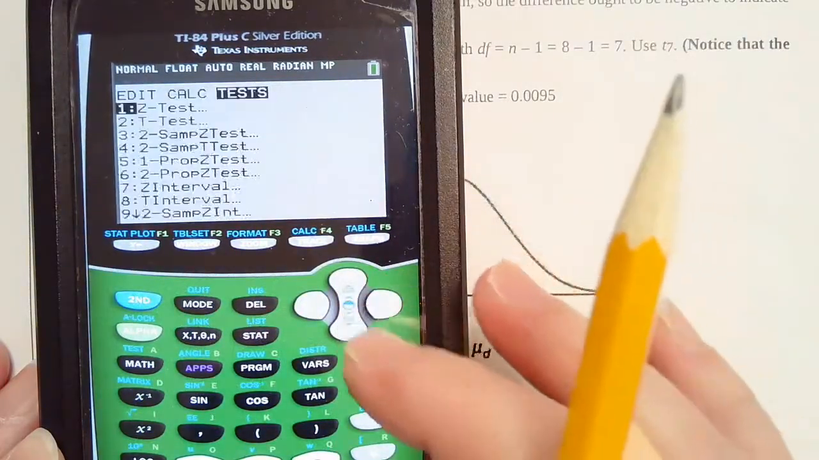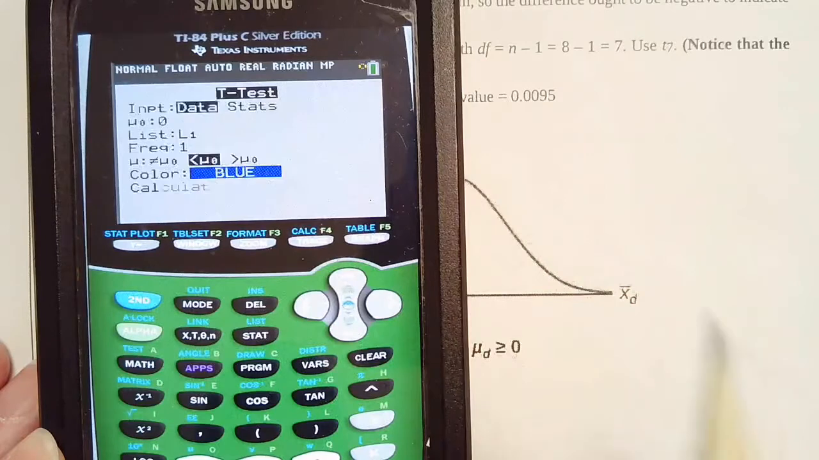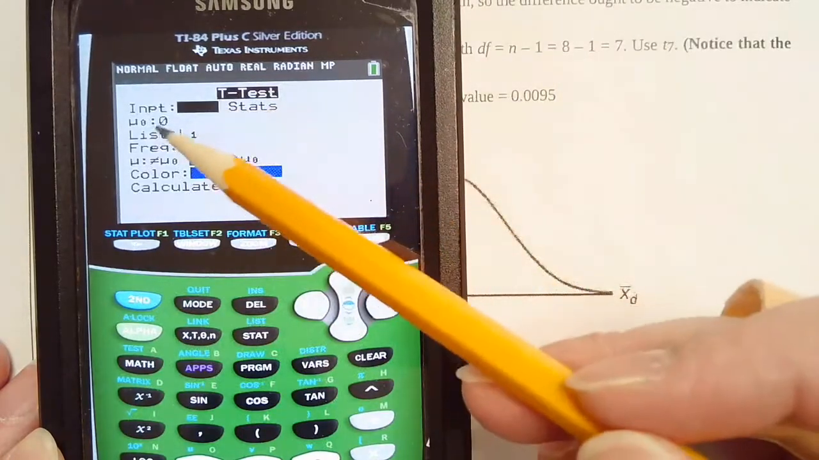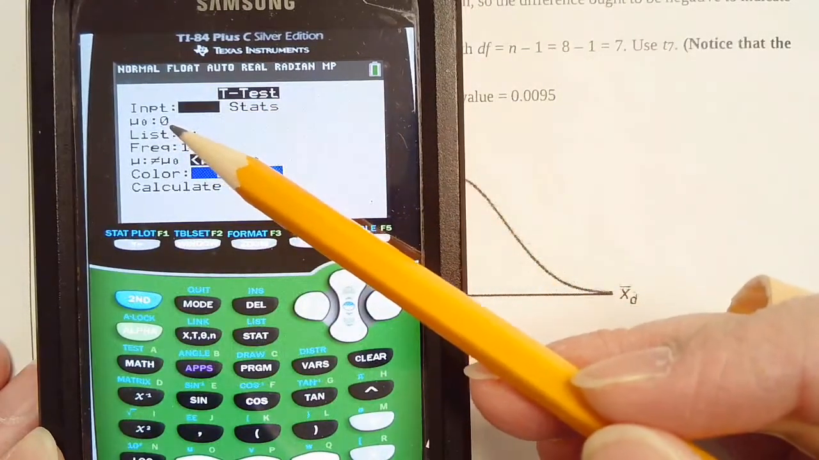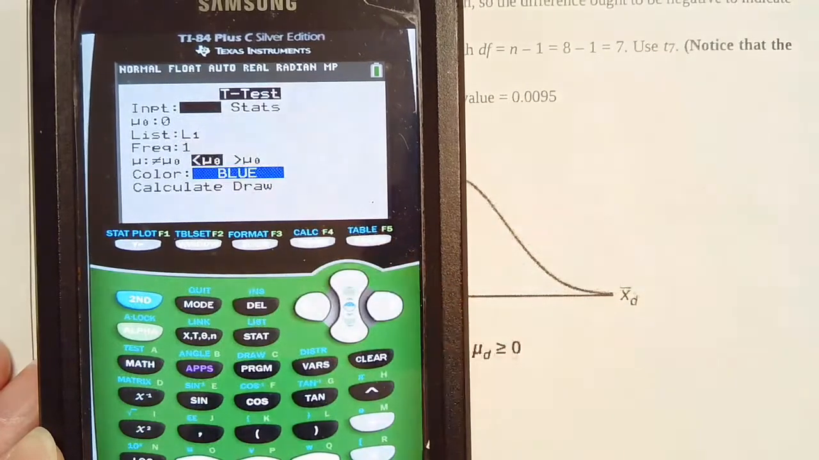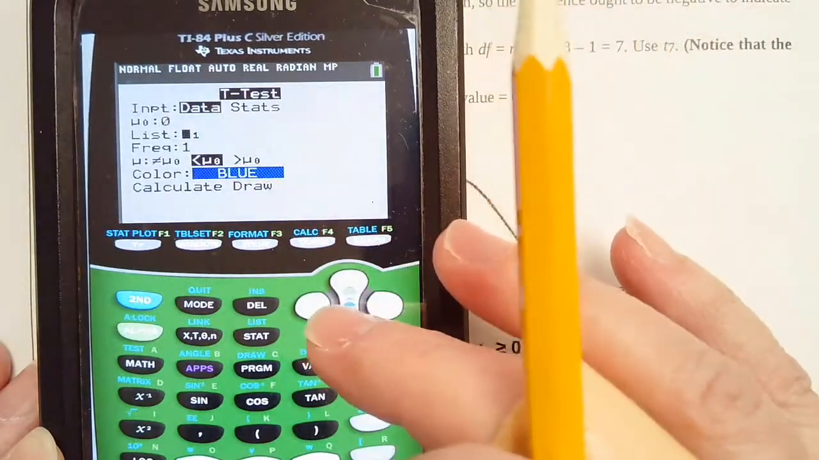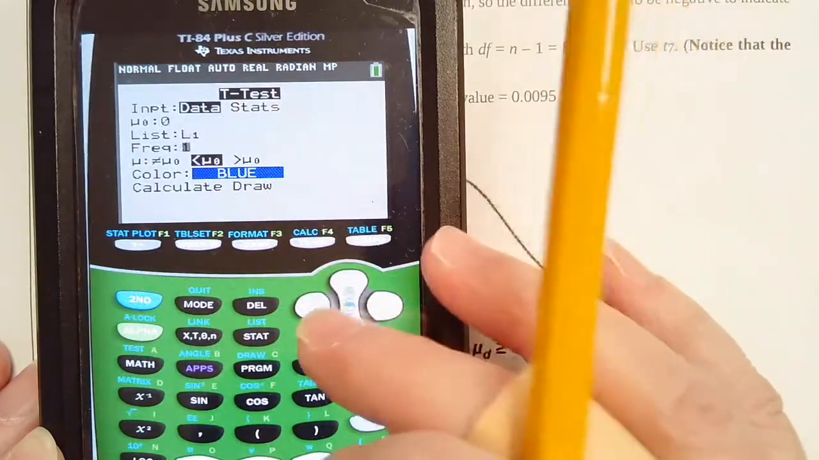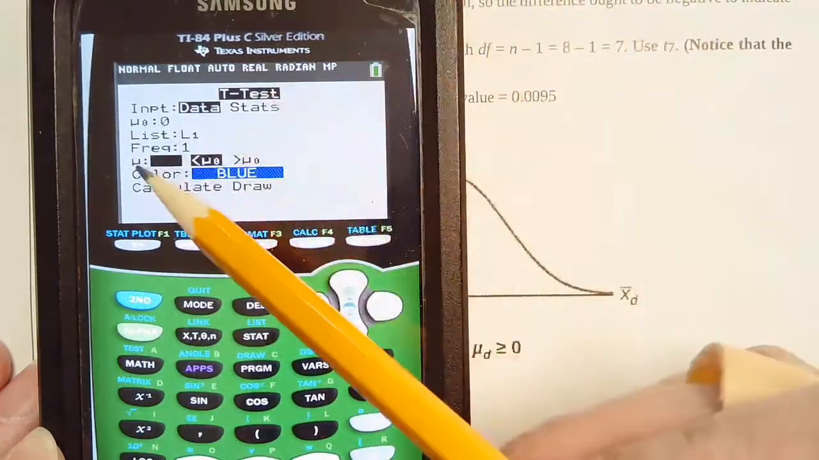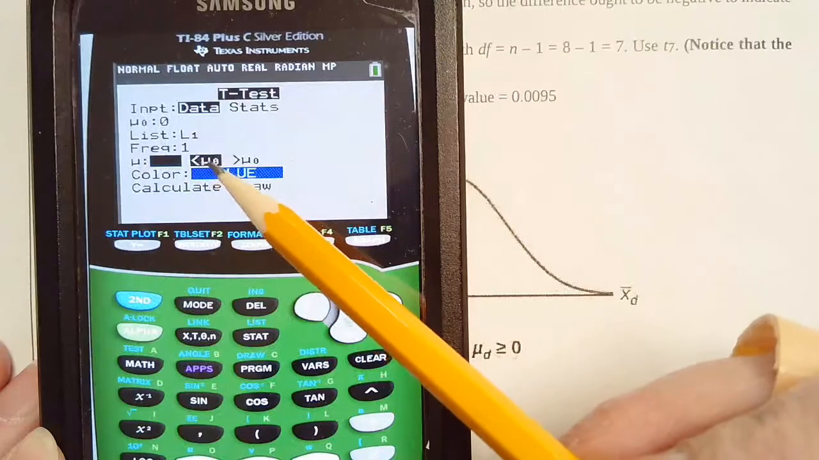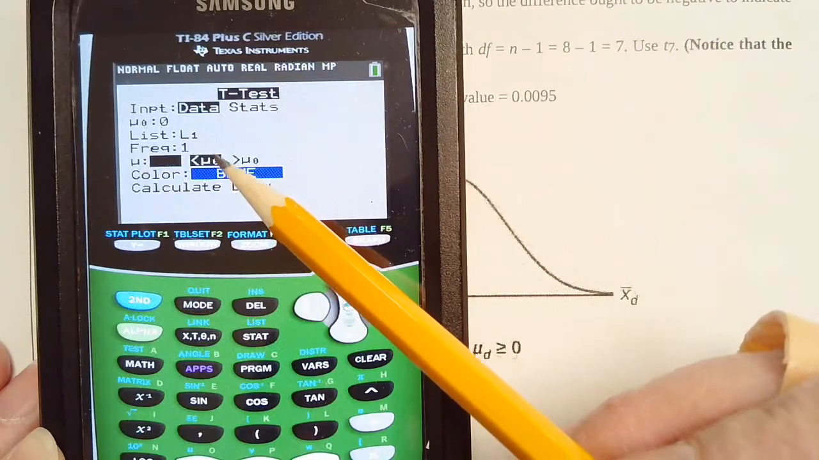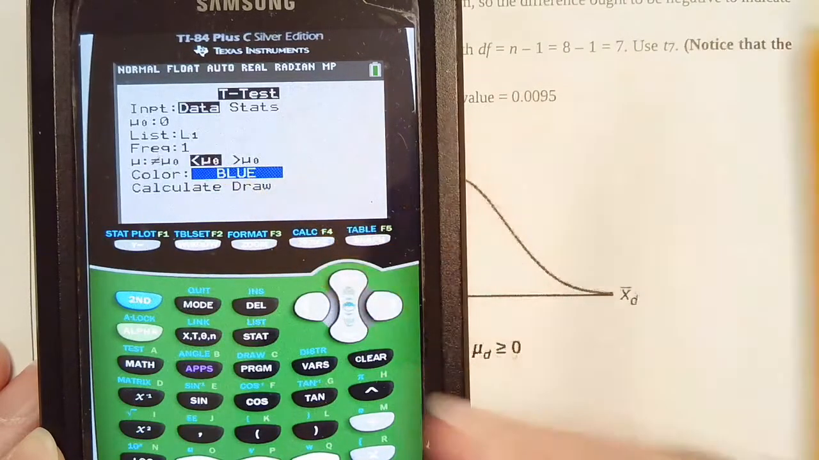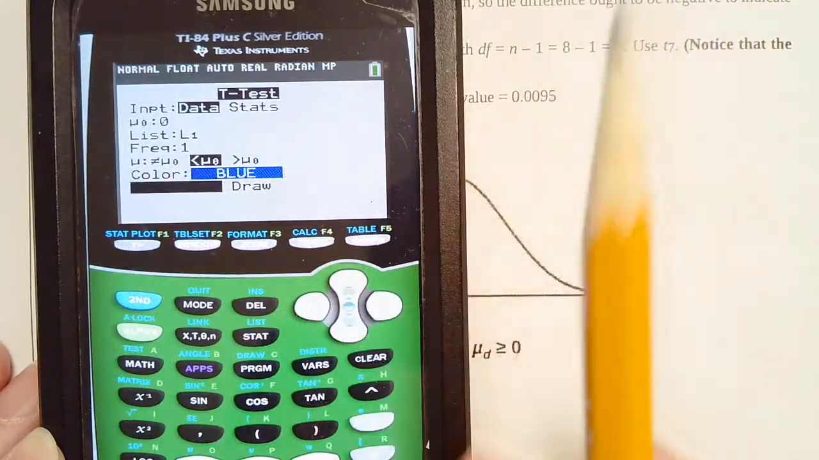So if we put that in and then do our test, now I'm going to go from the data instead of stats. We want it to be equal to 0, meaning that I had no change. And then our list is list 1. My frequency is also 1. And I'm going to check to see if this is less than, to see if the hypnotism had an effect on the pain.